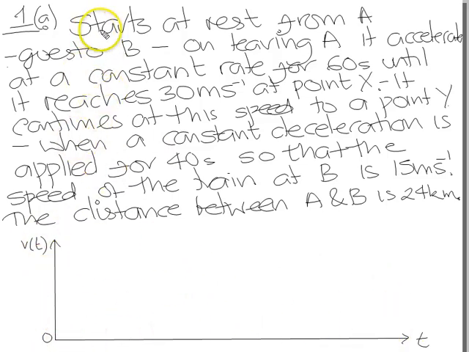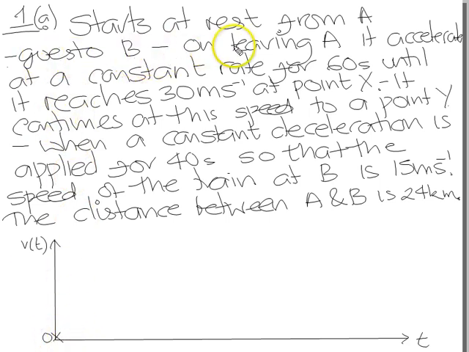at the bottom. And here's the question. So let's have a look and fill in this velocity time graph, shall we? To do 1 part A. Starts at rest from A. So when t is 0, it's at rest, so v is 0. So there's our first coordinate, and that's where it is at A on this velocity time graph.